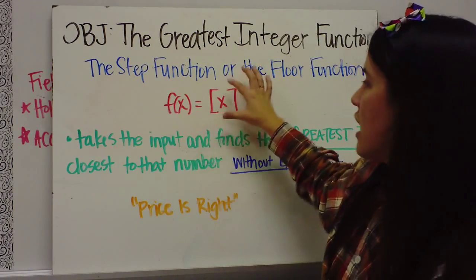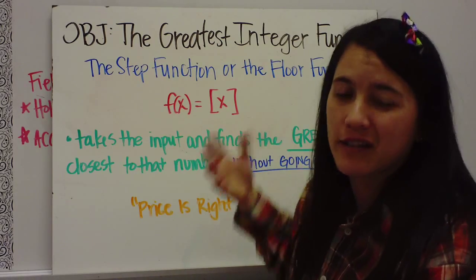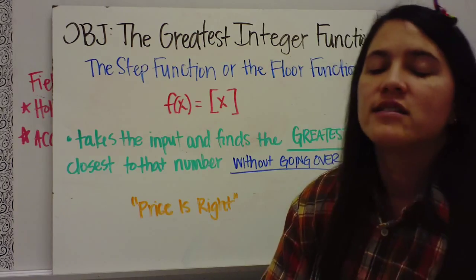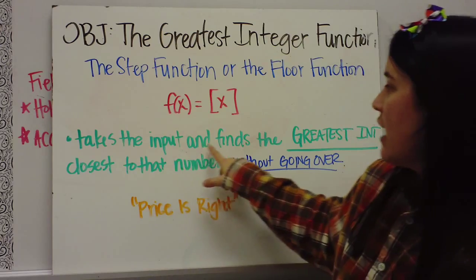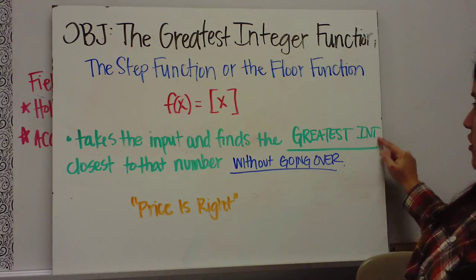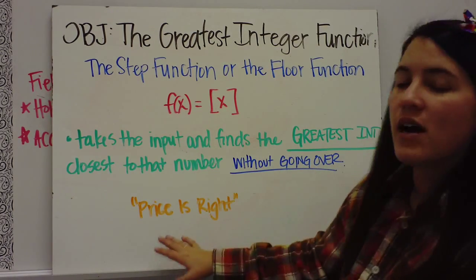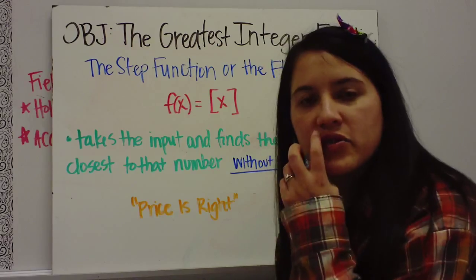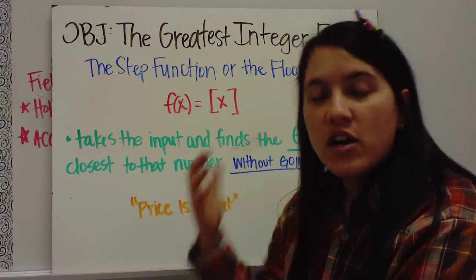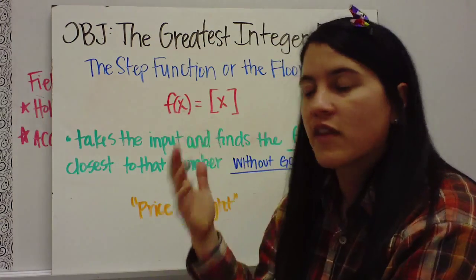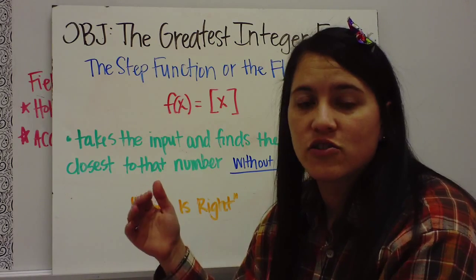f of x equals these brackets. The greatest integer function, otherwise you'll hear me call it the step function, because that's what I like to call it. Some people will refer to it as the floor function. It takes the input and finds the greatest integer closest to that number without going over. Otherwise, think about The Price is Right. If you've ever seen The Price is Right, you have to guess the price without going over. So this function takes a number, the input, and finds the closest integer, the greatest integer, without going over.